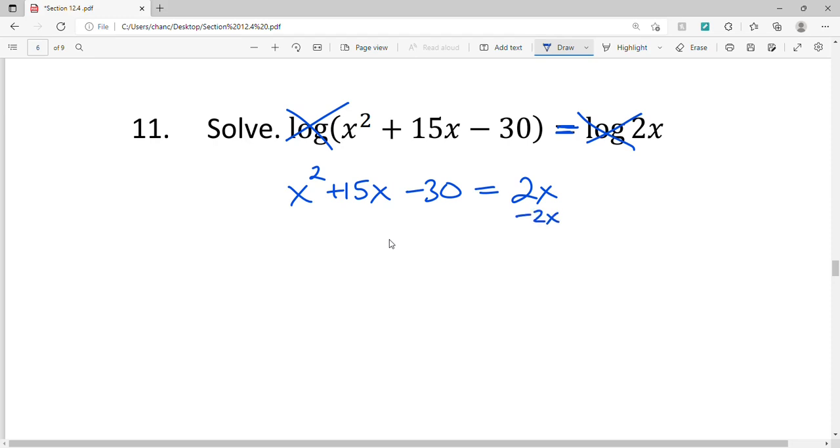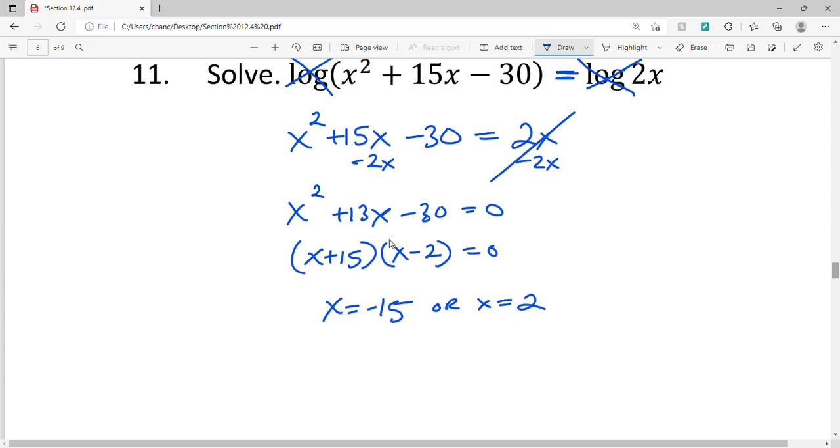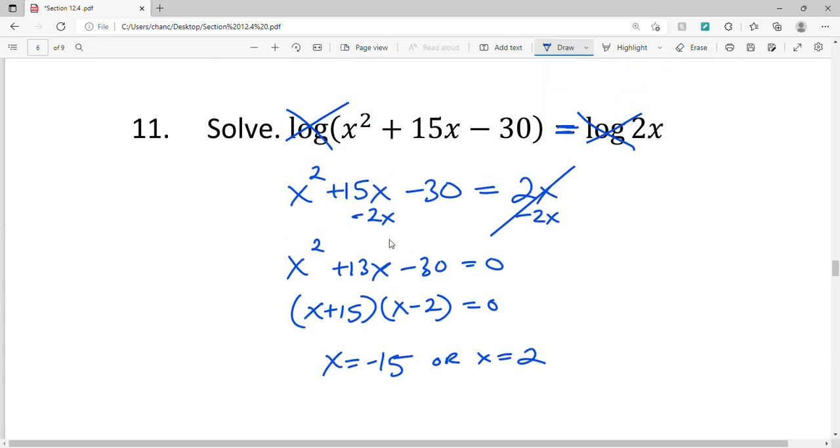Subtracting 2x to set this equal to 0, and hopefully we can factor this. x squared plus 13x minus 30 is now equal to 0. And luckily it can factor as x plus 15 times x minus 2 equals 0. That means x could be equal to negative 15 or x could be equal to positive 2. But I have to check, unfortunately, since this is a logarithmic equation. And we'll check x equals 2 first.